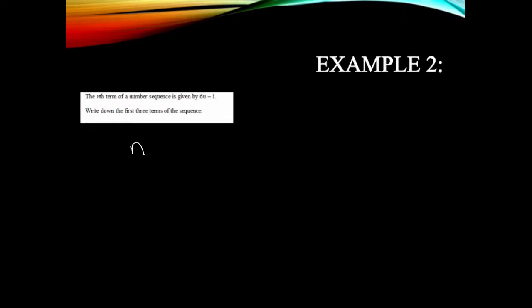If I say that n is the number of the term, then n could be 1 for the first term, 2 for the second term, 3 for the third term, 4 for the fourth term, 5 for the fifth term, and so on and so on and so on. So let's think about how we're going to work this out then. Well, the rule that we've been given is 6n minus 1. And you'll know from your algebra skills that this means to substitute the value when n is 1 into here and see what number we get.